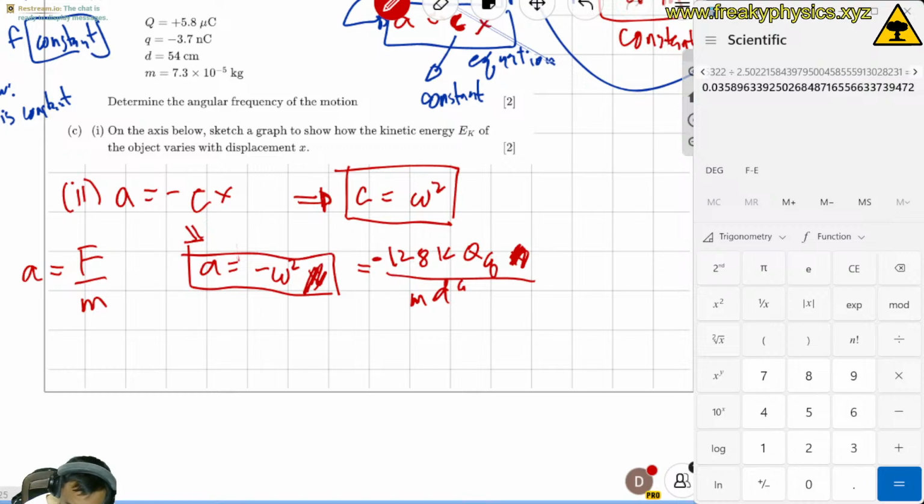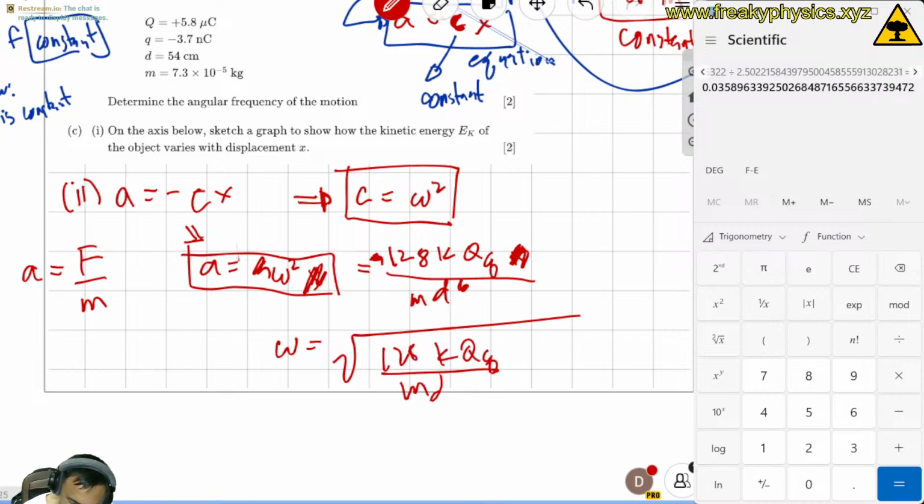Okay. And then from here, the x cancels out. Then the negative sign also cancels out. We're left with omega squared equals this thing, or omega equals square root of 128 kqq over md raised to 6. That's it. And again, put the value in the calculator. You are given your q's, your d's, and your m. And k is a constant.